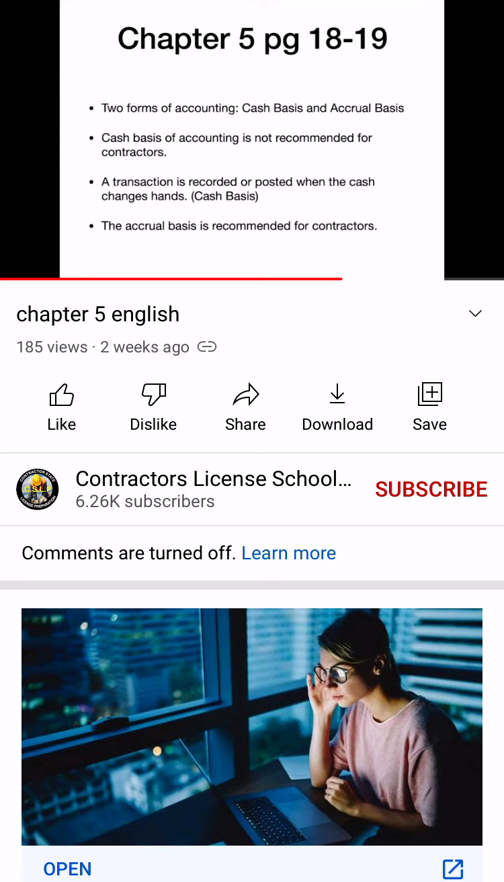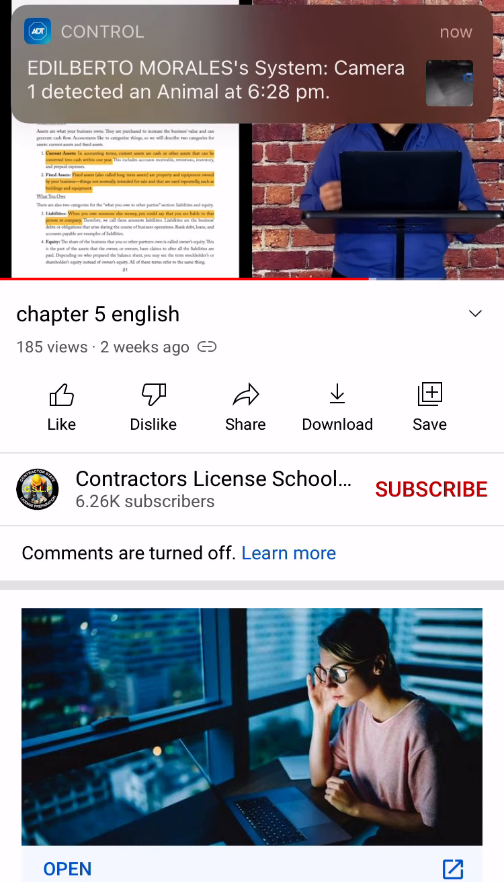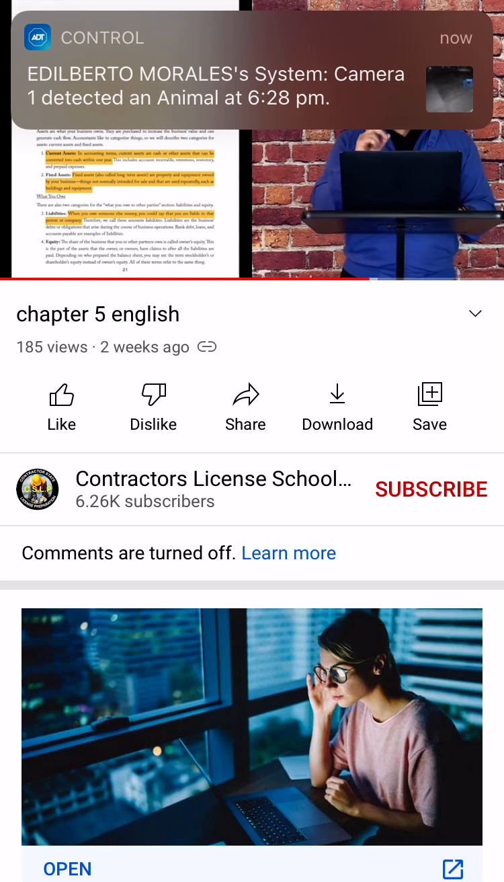Well, I'm going to give you guys an example of that in the next page. Now, when it comes to liability, let's go ahead and highlight that first sentence where it says when you owe someone else money, you could say that you are liable to that person or company. So if you see my definition again, it says current liabilities, debts that must be paid within 1 year.